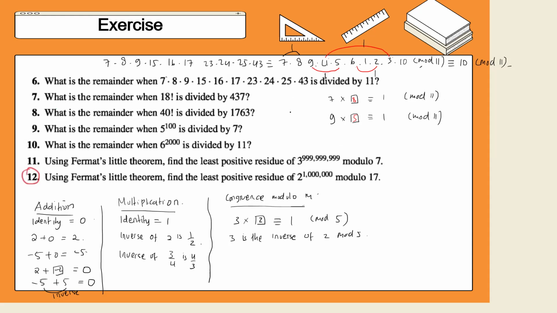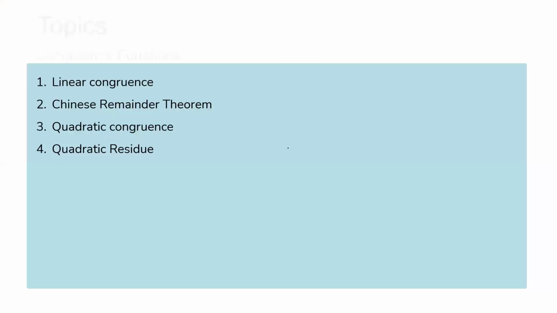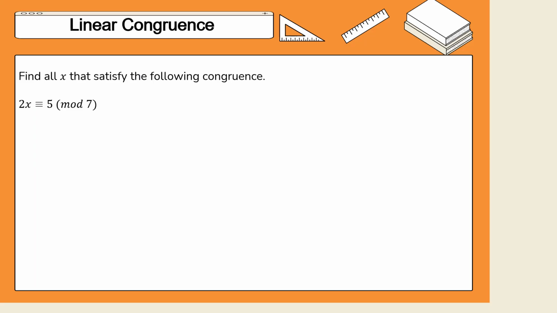Okay. Any questions for this? No. If not, let's continue to congruence. Actually, not congruence equations, I think they limit the equations to linear ones. So we start from the linear congruence. Now, instead of equations using equal signs, we have congruence. Find questions like this, for example: find all x that satisfy the following congruence, 2x is congruent to 5 modulo 7. What do you think that x is? Can you find that x?